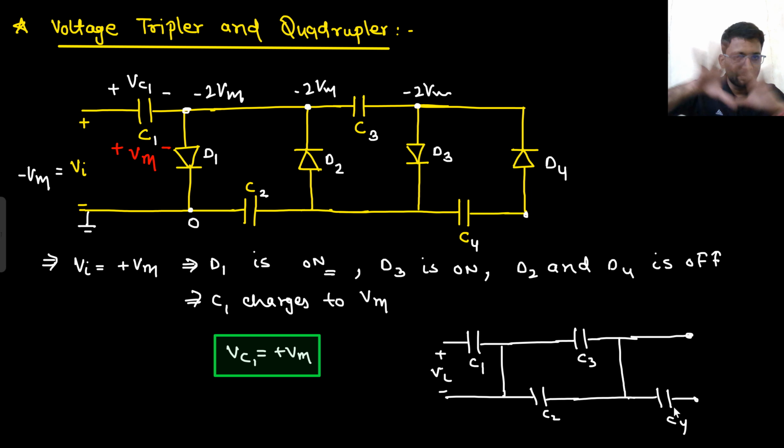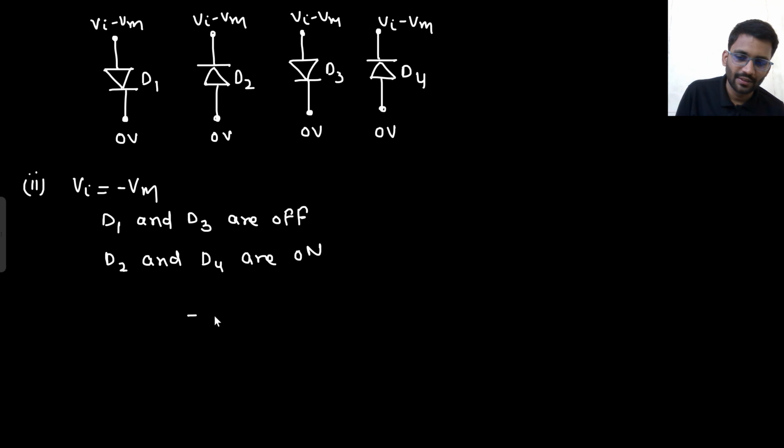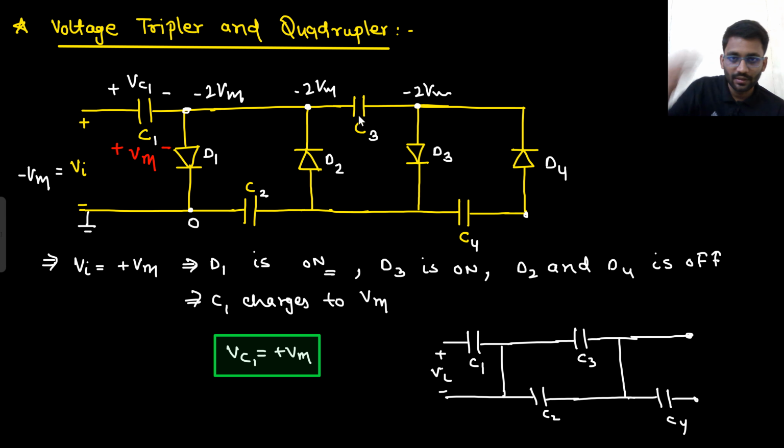This is the method how we are going to solve. Since I am explaining it, it will take time. But once you are comfortable with that, it will not take that much of time. D2 and D4 are turning on, so C3 and C4 will come in action. D2 is turning on and D1 is off. So even from here also it will come in action.